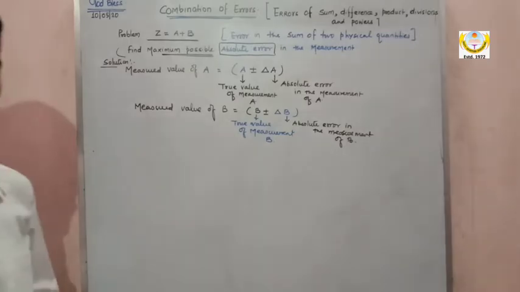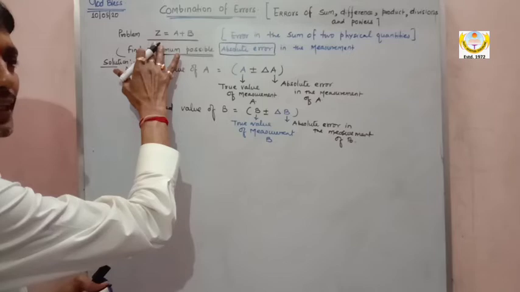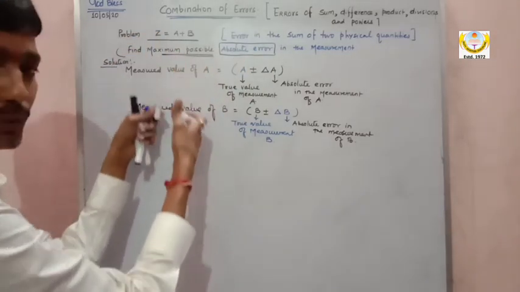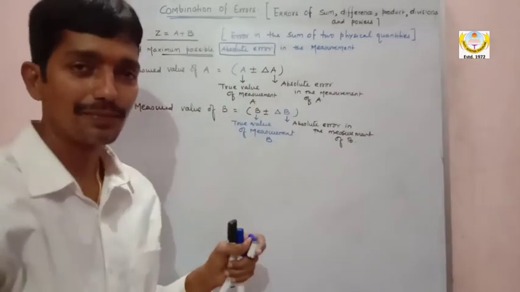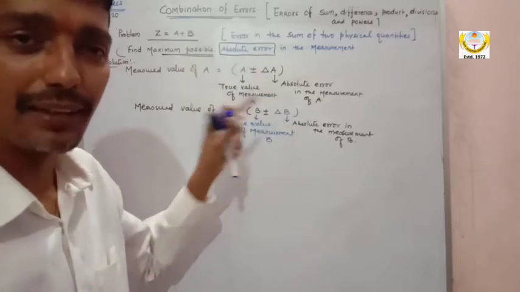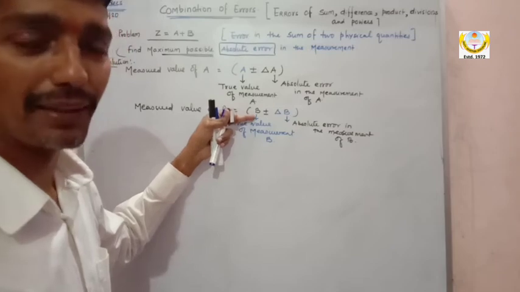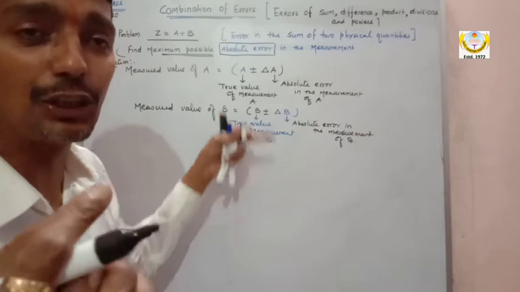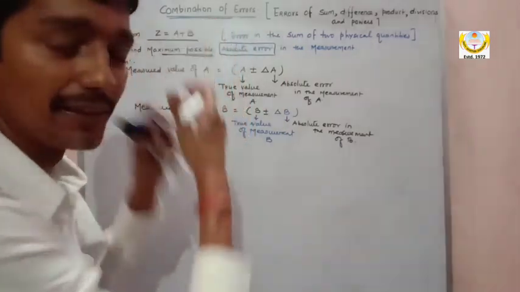Okay. So now, my dear, what is the maximum possible error in the measurement of Z? When I add these two, A and B, how much will be the maximum possible error? See, try to understand, the error here is delta A and delta B. A and B are the true values of the measurement, but delta A and delta B are the errors in each measurement, and we have to calculate the maximum error in total, my dear.